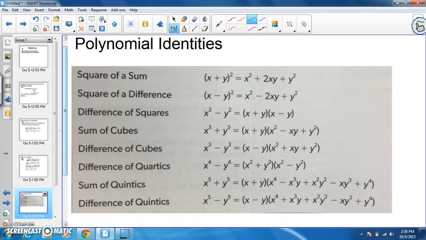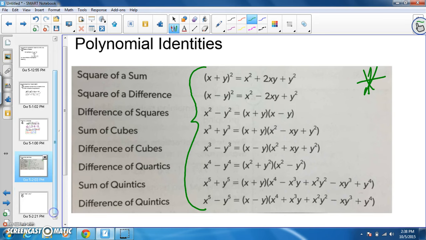Identities show equivalent ways of writing the same expression. So we're going to use these polynomial identities when we're factoring to rewrite our polynomials. So make sure you have these down, and when you're ready, we're going to solve this next problem.